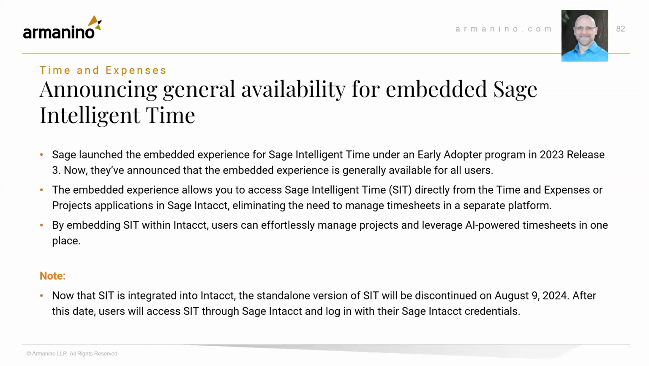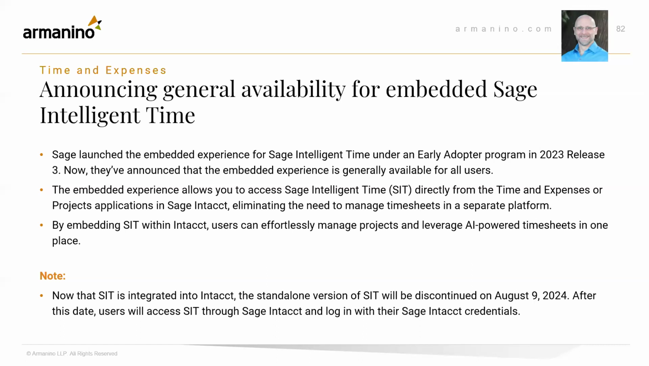Okay, this is actually pretty cool too for any of you SIT or Sage Intelligent Time users. GA for the embedded version. So Sage launched the embedded experience for Sage Intelligent Time under an early adopter program in 2023 R3. Now they've announced that the embedded experience is generally available for all users. The embedded experience allows you to access Sage Intelligent Time directly from the time and expenses or projects application in Sage Intacct, eliminating the need to manage timesheets in a separate platform. By embedding SIT with Intacct, users can effortlessly manage projects and leverage AI-powered timesheets in one place.